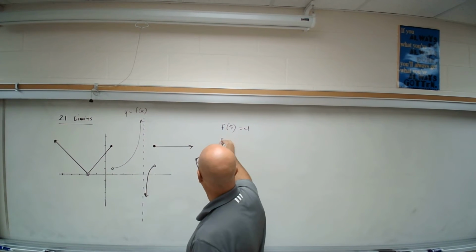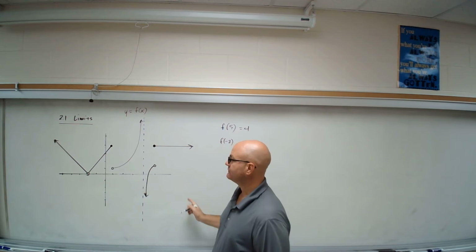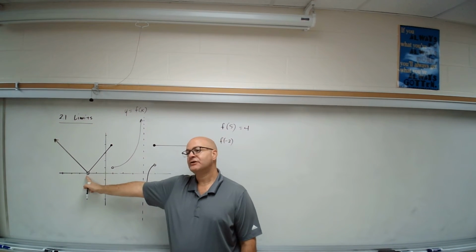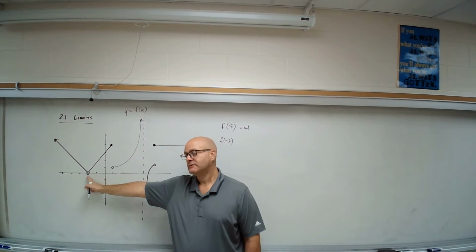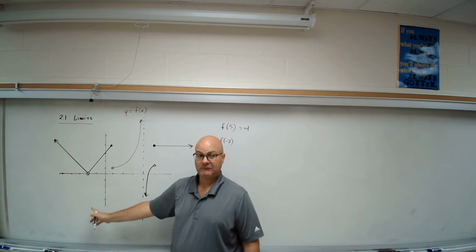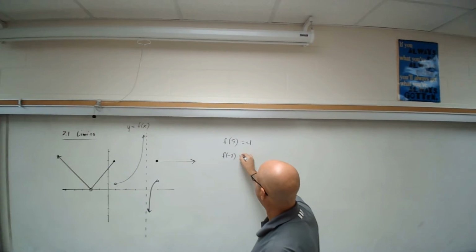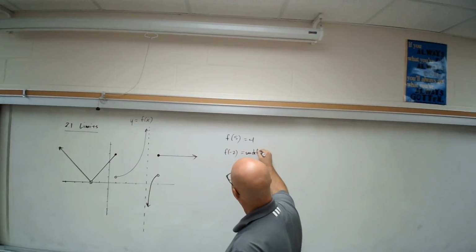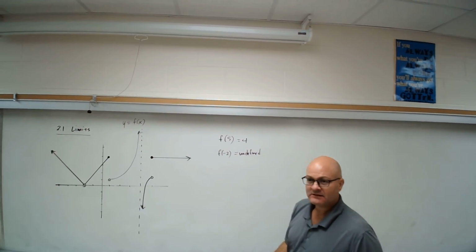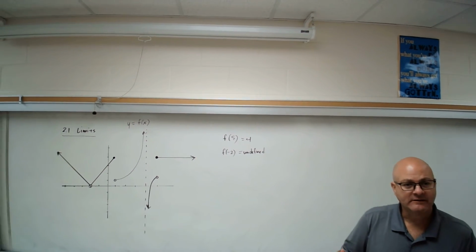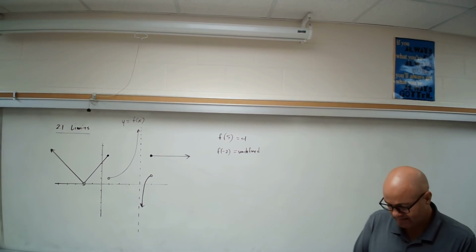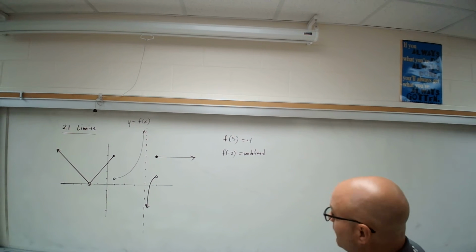Or, say I have f of negative 2. If I go to negative 2, there's just an open circle. There's no closed circle. So what that tells us is that that's going to be undefined. So that's how we've evaluated functions, and this is actually the value when we get there.